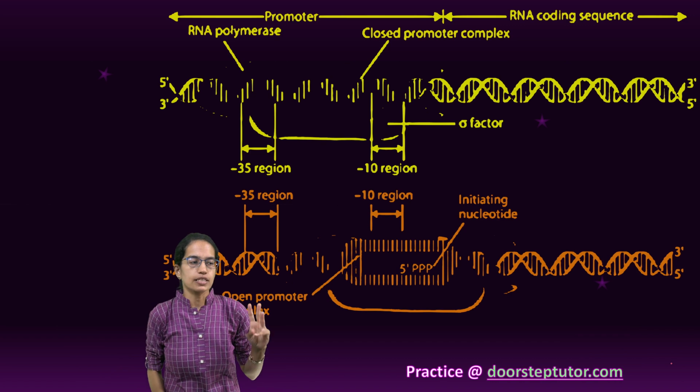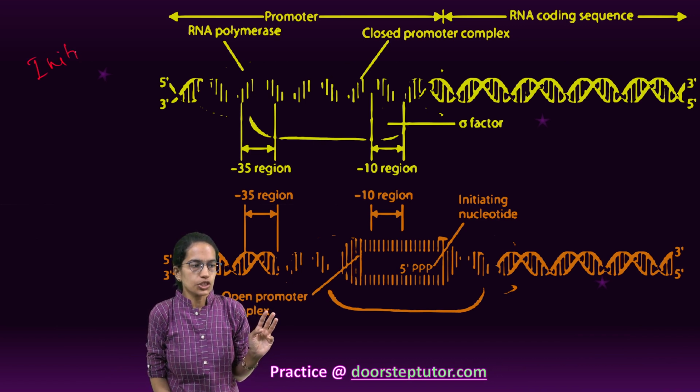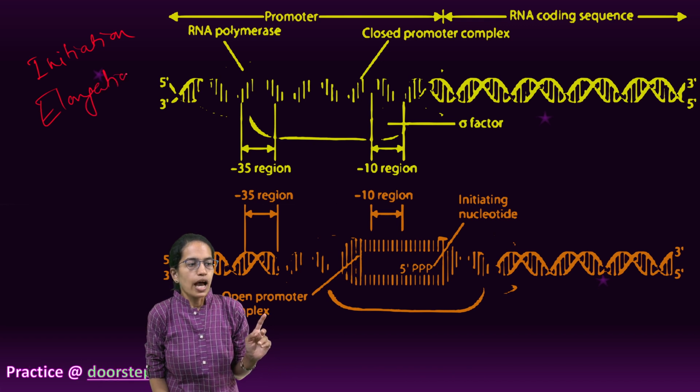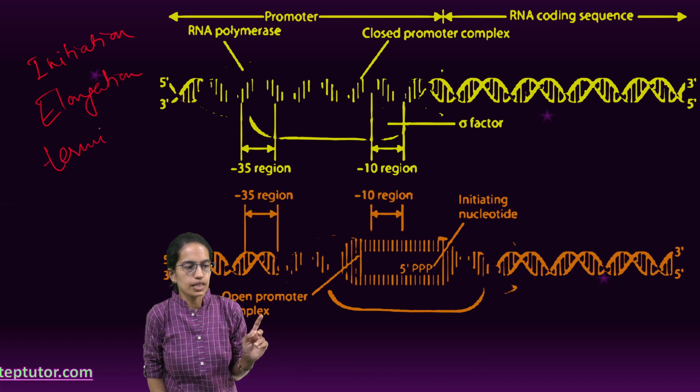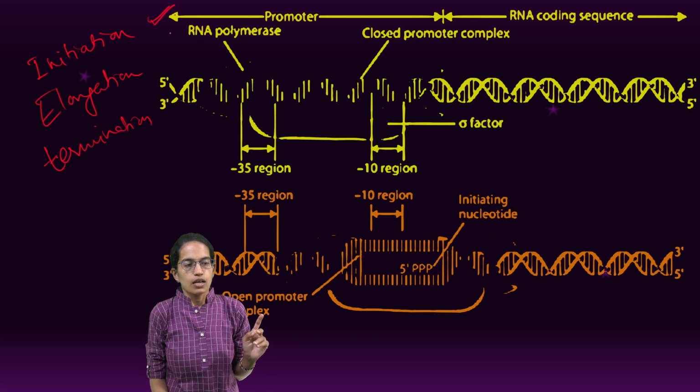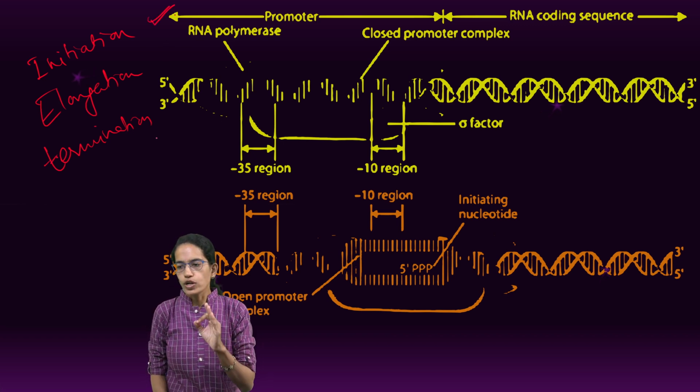So there are three phases. First is the initiation. The second phase is the elongation. And the third phase is the termination. Let's understand those one by one. This is the first phase. So in the first phase, what is important?